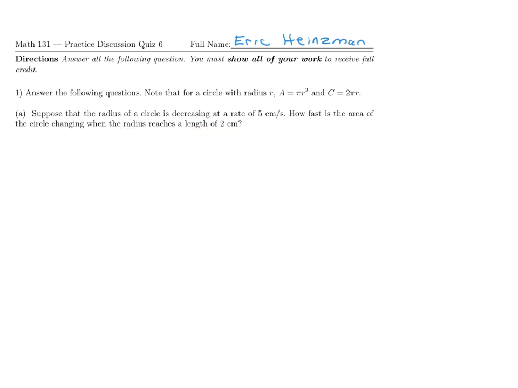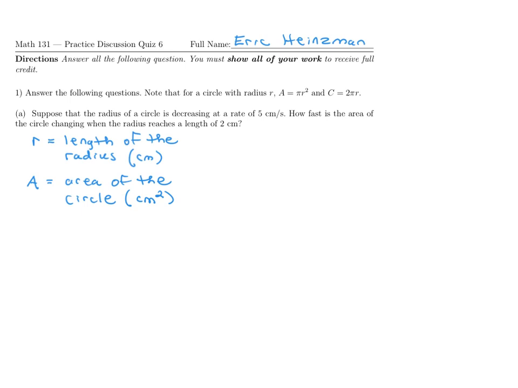of 2 centimeters? For this problem, just to be careful, I'm going to define all my variables. So r is the length of the radius, and the units on that are going to be centimeters. I'm noticing that centimeters is the length that's presented in the problem, so that'll be the length of my radius. I'll also define A, that's going to be the area of the circle, and the units on this are going to be square centimeters, so centimeters squared.